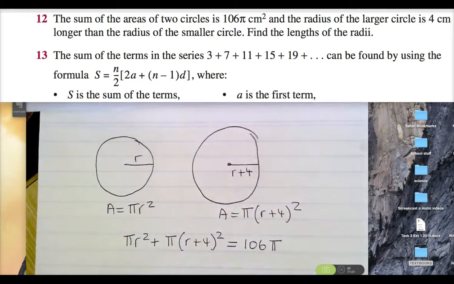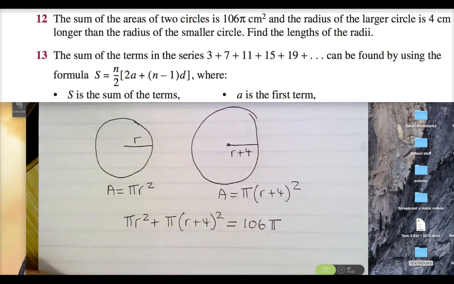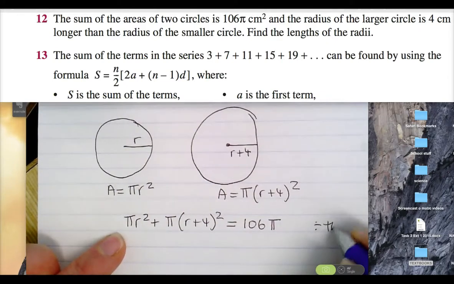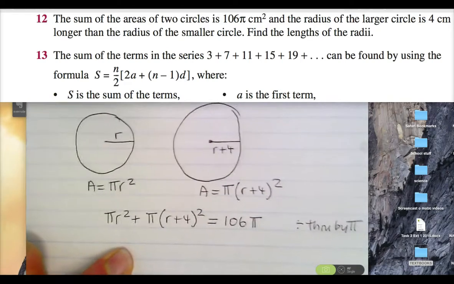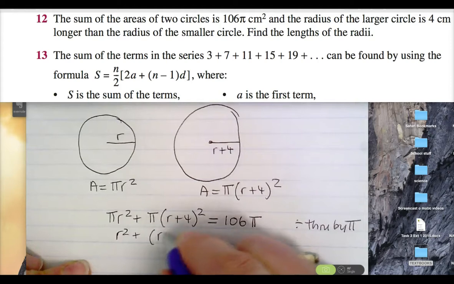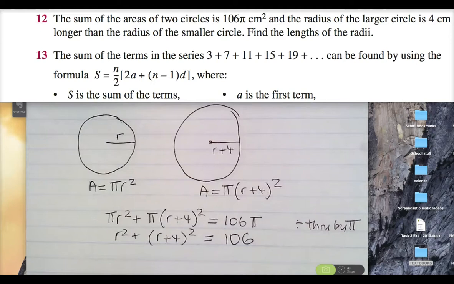You know how when we set up all our equations and we see something we want to get rid of, let's say we sometimes divide by 2. What do you think you could divide by here? See how pi is just a number, 3.14 or whatever it is? I can divide everything by pi. Why? They've all got one. Divide through by pi. And what do I get? R squared plus r plus 4 squared equals 106. And I know you know what to do now.